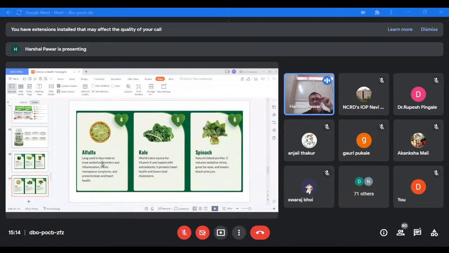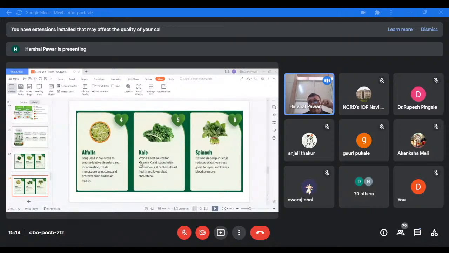Alfalfa, this is one more component present in the product. And this particular component exhibits very good antioxidant property. It is good for brain and cardiovascular health.